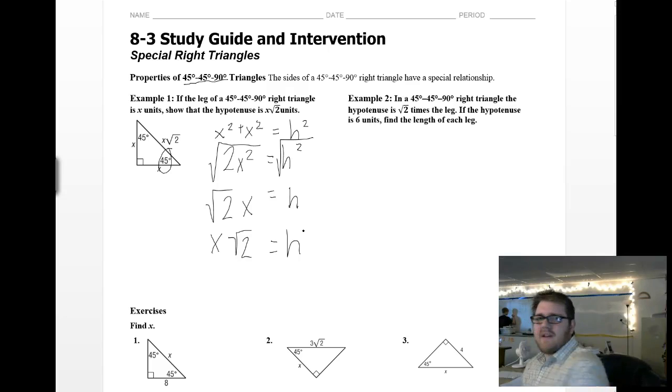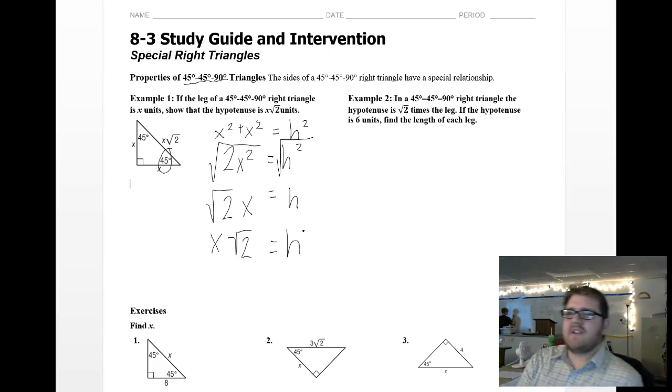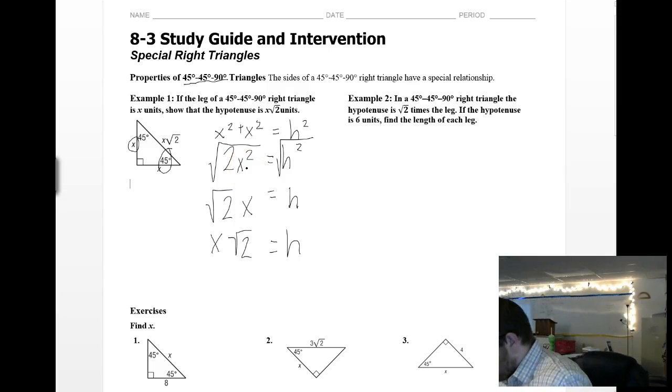So, does everybody see how I have x square root of 2 for the hypotenuse? So that's going to be your relationship. Whatever number you have here, you can multiply it by the square root of 2, and that's going to be your hypotenuse. But that only works for a 45, 45, 90. Let's look at another case, the 30, 60, 90 right triangle.